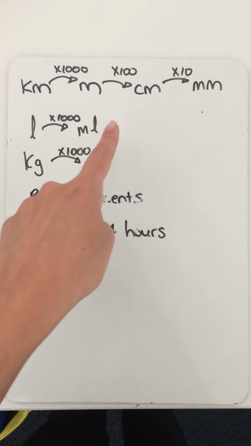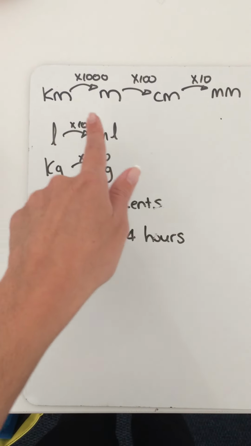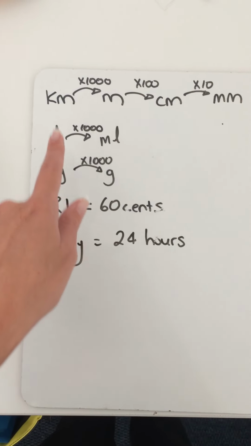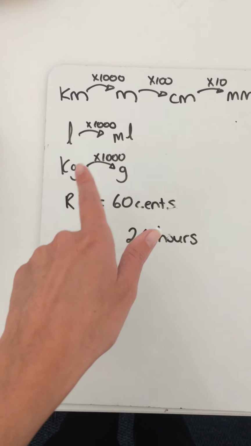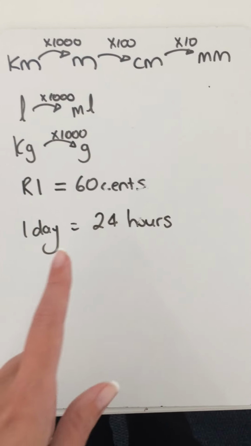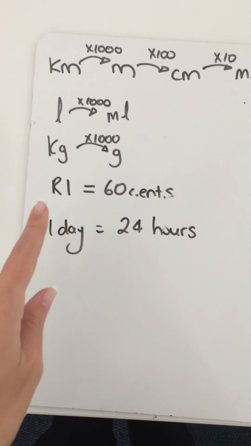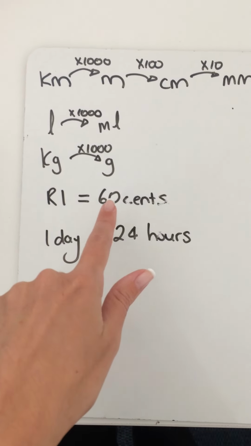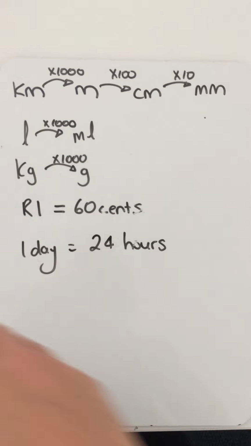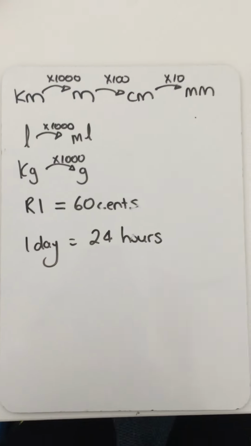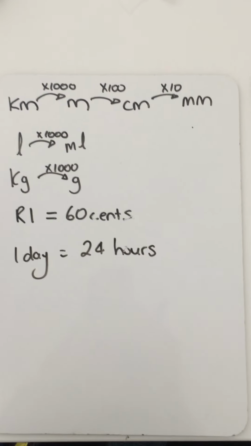Same thing with liters and milliliters. There are 1,000 milliliters inside a liter, so you need to multiply by 1,000. The same with kilograms and grams. 1,000 grams inside a kilogram, so you need to multiply by 1,000. We also need to remember other units of conversion, such as a rand. Inside 1 rand, there are 100 cents. Inside 1 day, there are 24 hours. Inside 1 minute, there are 60 seconds. We need to remember all of these units of measurement and conversions in order to do this section.